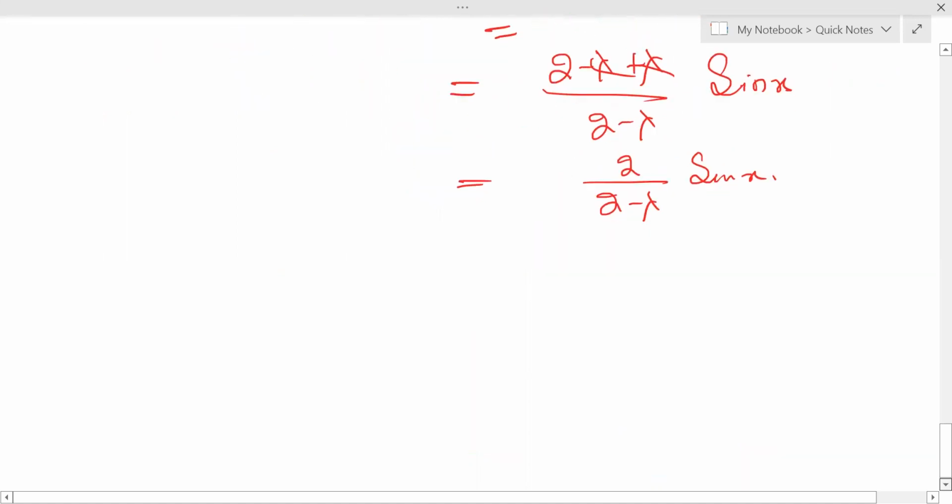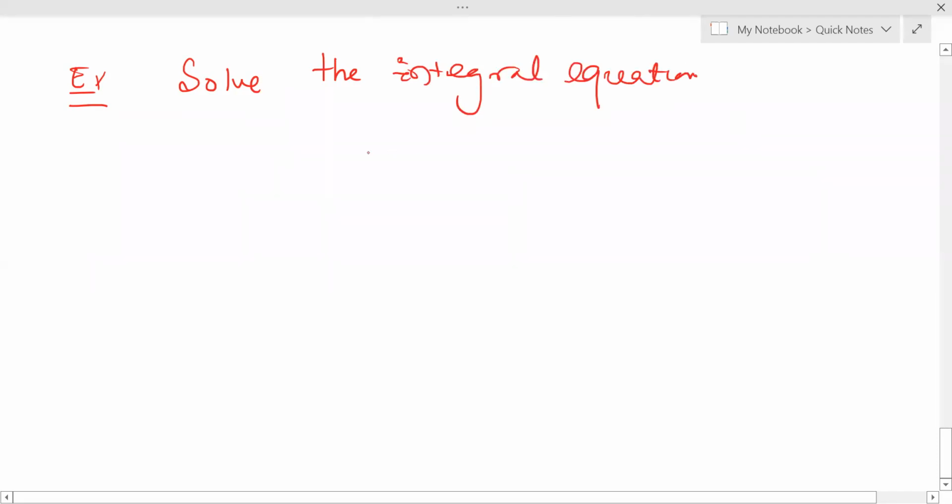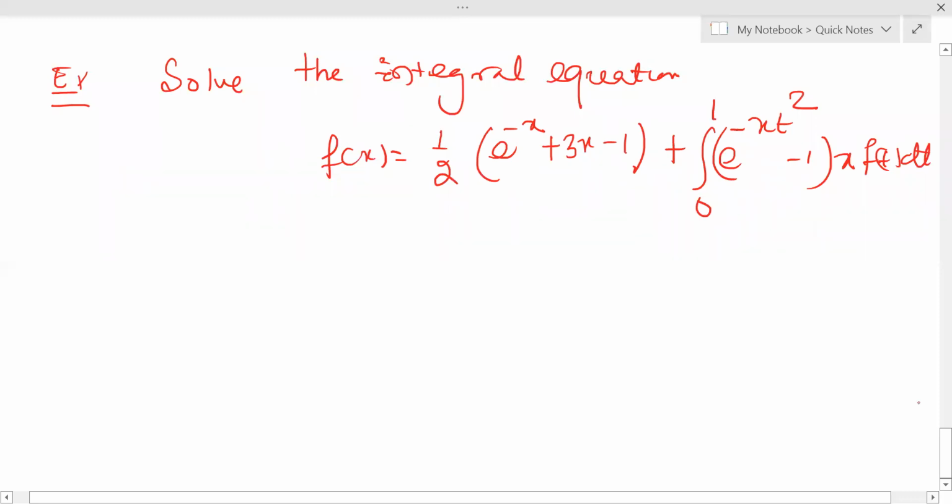So next we come to another example. Solve the integral equation: f(x) = (1/2) e^(−x) + 3x − 1 + integral from 0 to 1 of (e^(−xt²) − 1) x f(t) dt. This is the question and you need to solve this problem.